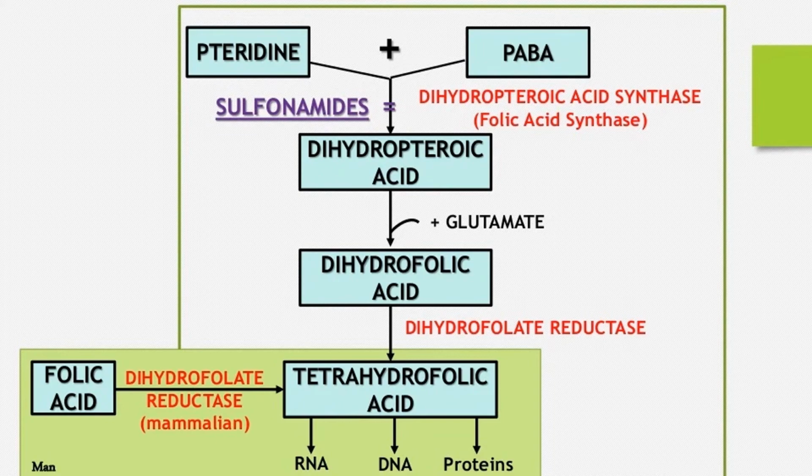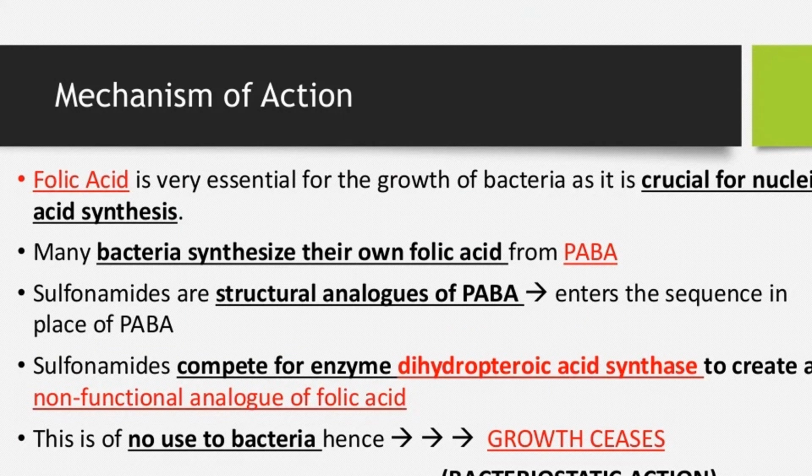Dihydrofolic acid is converted into tetrahydrofolic acid in the presence of dihydrofolate reductase. Tetrahydrofolic acid is the precursor for RNA, DNA and protein, that is, nucleic acid synthesis. The tetrahydrofolic acid is also made from folic acid in the presence of dihydrofolate reductase in the human body. So basically folic acid is very essential for the growth of bacteria, for nucleic acid synthesis, and bacteria synthesize folic acid from PABA.